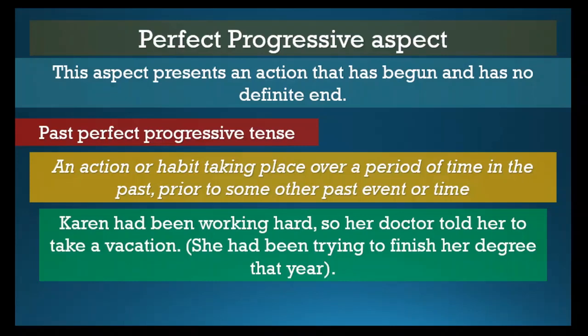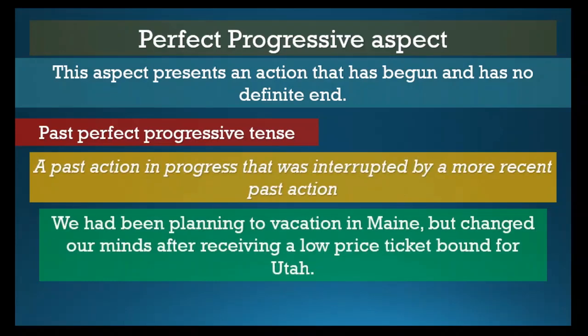Okay, so past perfect progressive also occurs in situations when there is a past action in progress that was interrupted. Okay, it happens in a past action in progress that was interrupted by a more recent past action. An example would be this: we had been planning to vacation in Maine, but changed our minds after receiving a low price ticket bound for Utah. All right, we have the prior past action in progress, which is the planning for the vacation in Maine, when a more recent event happened. Okay, take note of that as a function of the past perfect progressive tense aspect.